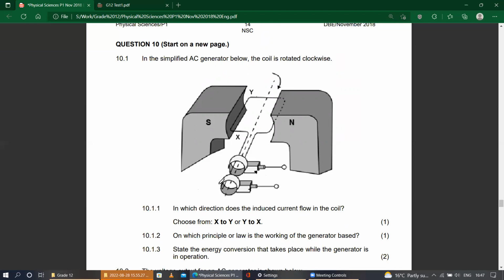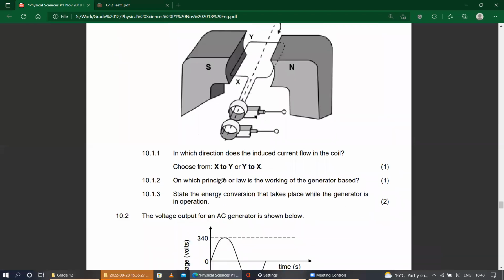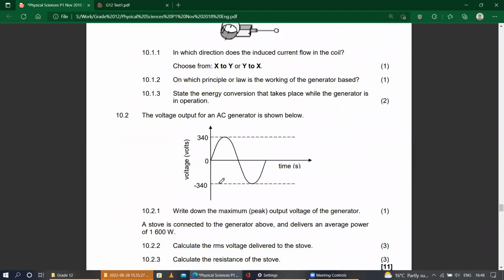Basically, for generators and motors, you need to know the right-hand rule. You need to know the difference between an AC generator and a DC generator. You need to know the energy conversions that take place when a generator is in operation. Then you need to be able to identify the maximum voltage of an AC and DC generator, because most of the time they're going to give you different graphs.